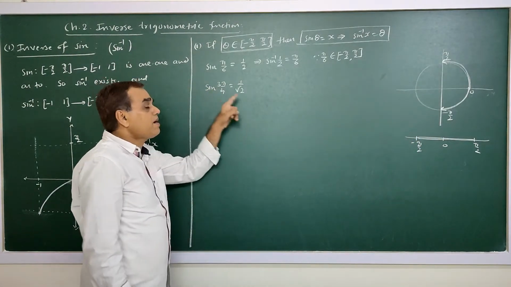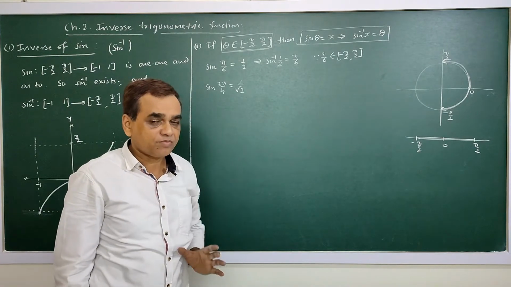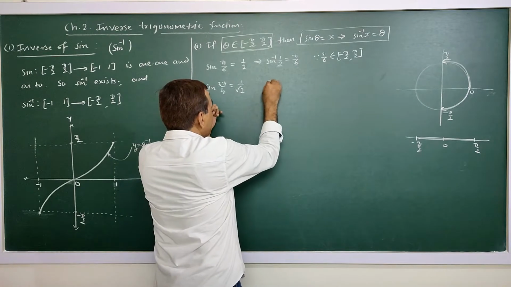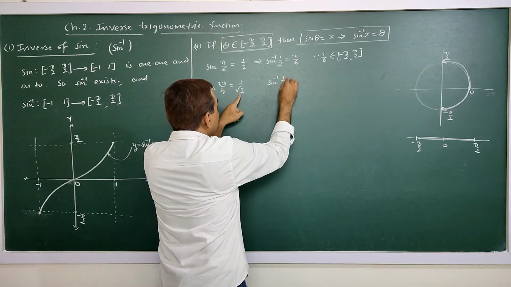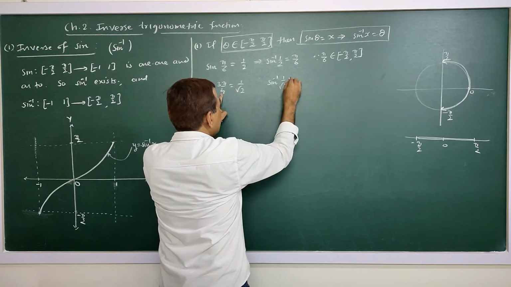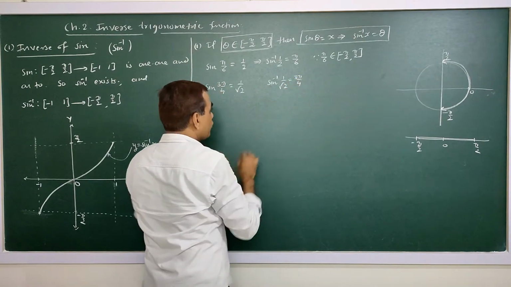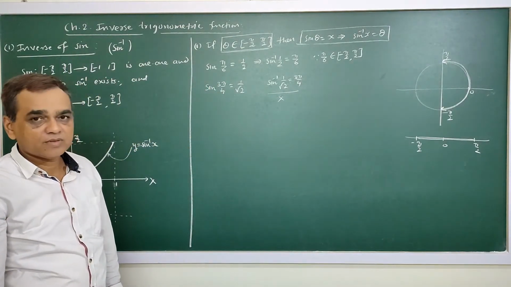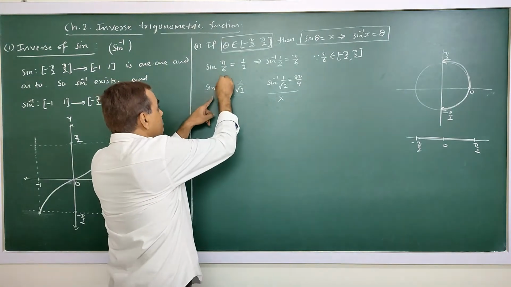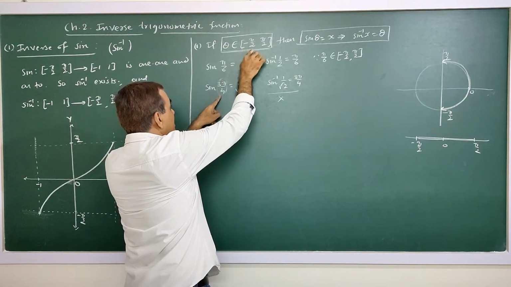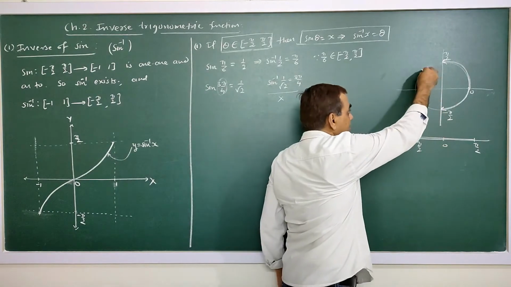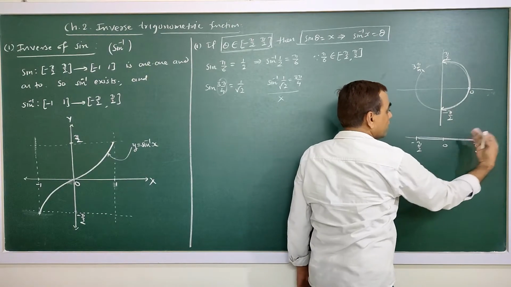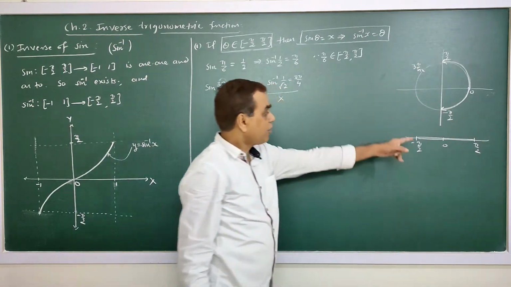Now see, sine 3 pi by 4 is 1 by root 2. That is true. But if I write sine inverse 1 by root 2 is equal to 3 pi by 4, then this is not correct, because this number does not belong to this interval. 3 pi by 4 is somewhere here. It is more than pi by 2. It doesn't belong to this interval.